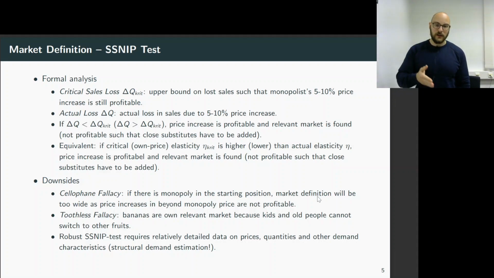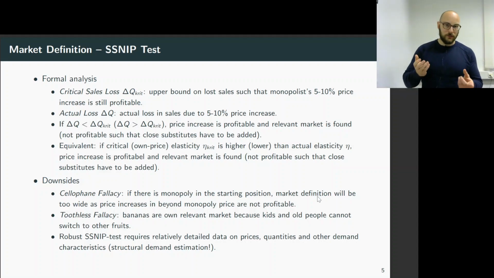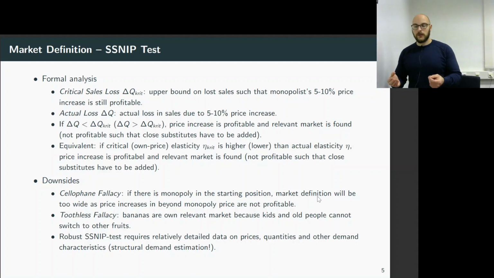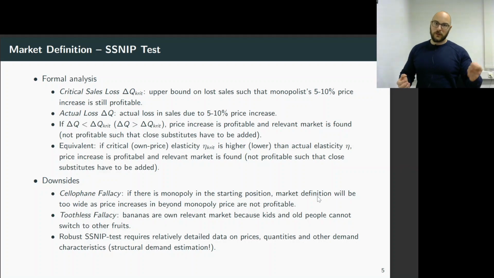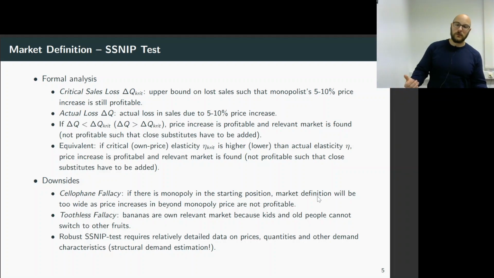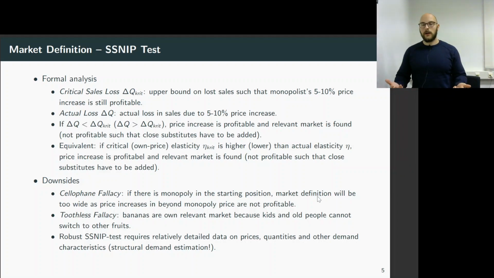Look at actual sales loss or actual elasticities, and then compute the critical elasticities, the critical sales losses, and compare the two values and look whether a price increase leads to more consumers walking away from you than would be necessary for you to break even. If you lose too many consumers, you have to take the next close substitute. If you don't lose as many consumers, then you have found the relevant market.